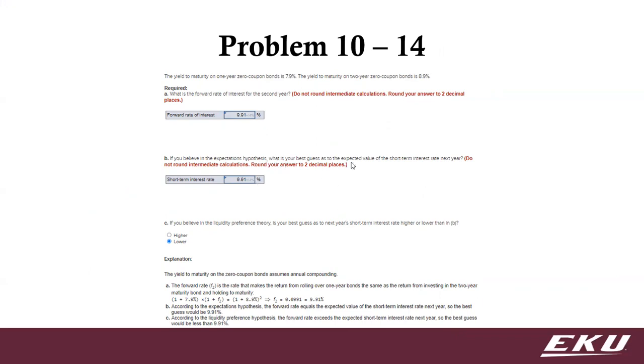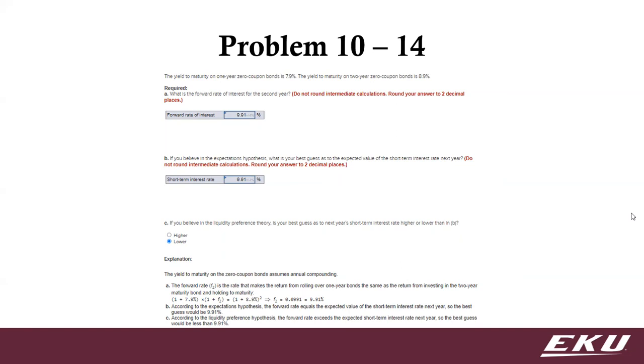If you believe it, what's your best guess for short-term interest rates? Well, we would expect it to converge on that. That's the expectation, so that's the expectations hypothesis. And then if you believe in liquidity preference theory, would it be lower or higher? You're going to have value just in the fact that in a year you have cash. Sometimes people just like to know that that's there. That's that liquidity preference, and so people will prefer shorter term just for that. There'll be more opportunities perhaps in a year. So that's what drives that.